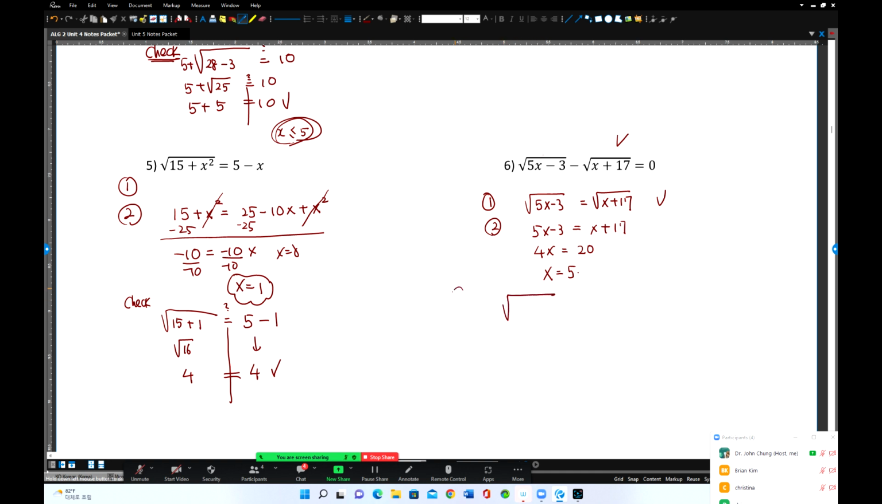Square root, we're going to check. When x is 5, 5 times 5 is 25, minus 3, minus x, which is 5, plus 17, that equals 0. This is what? Square root of 22, and square root of 22, that is true. Yes, that is the solution.